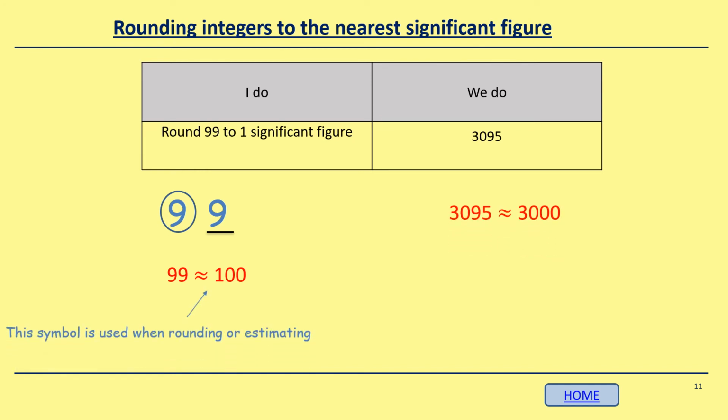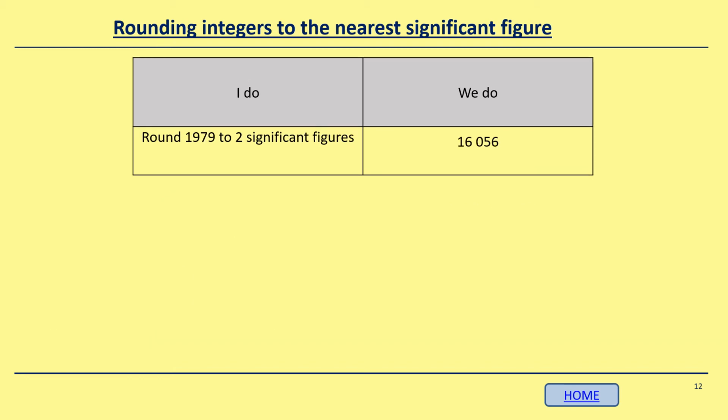Okay, I hope you got 3,000, because the number after the 3 was a 0. So the 3 stays the same, the rest of the numbers become zeros. I'm going to round 1,979 to 2 significant figures. There's my 1,979. There's my 1, because that's the first significant number. I'm interested in the 7, because it's the number after the second figure.